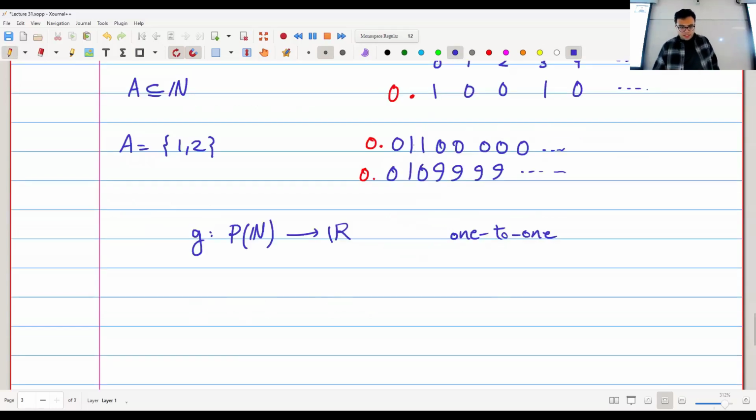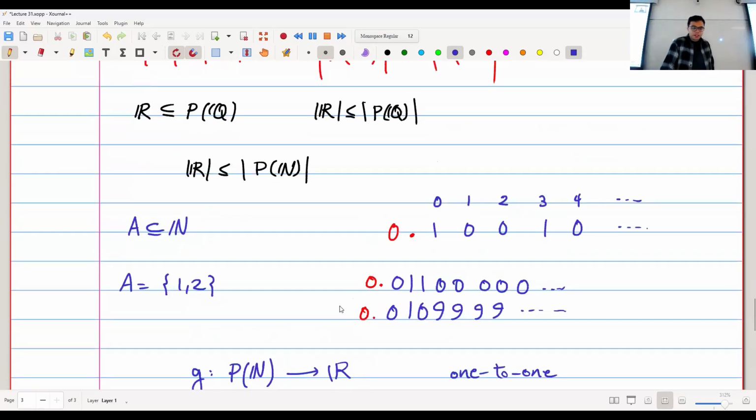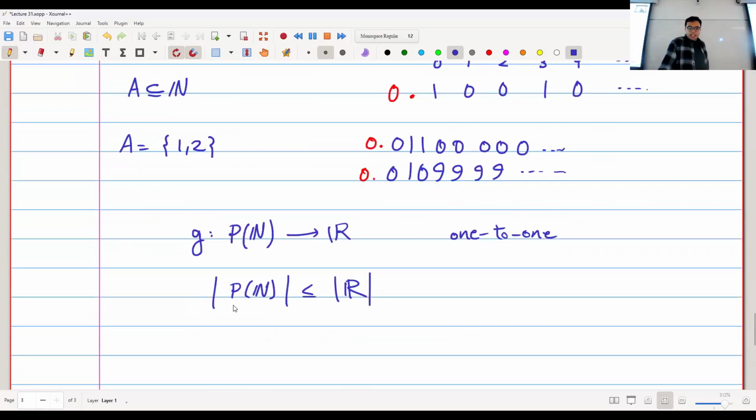So this means that the size of P of n is less than or equal to the size of R. Again, remember that I'm writing it as if these sizes have some meaning, but so far these sizes have no meaning for me. Whenever I say the size of some set is smaller than some other set, it just means I have a one-to-one function from this one to this one. So I have a one-to-one function from R to P of n. I have a one-to-one function from P of n to R.